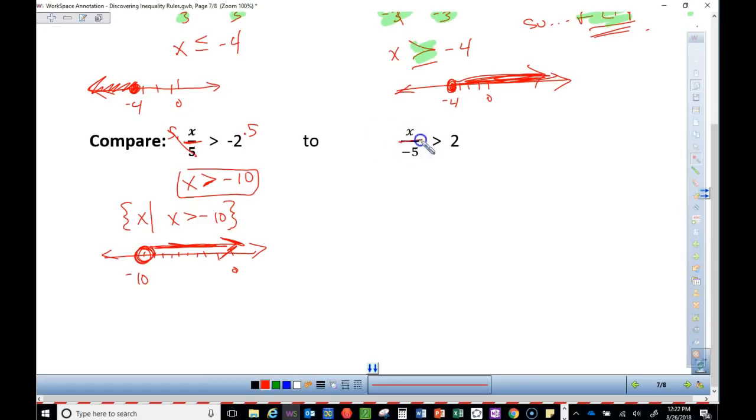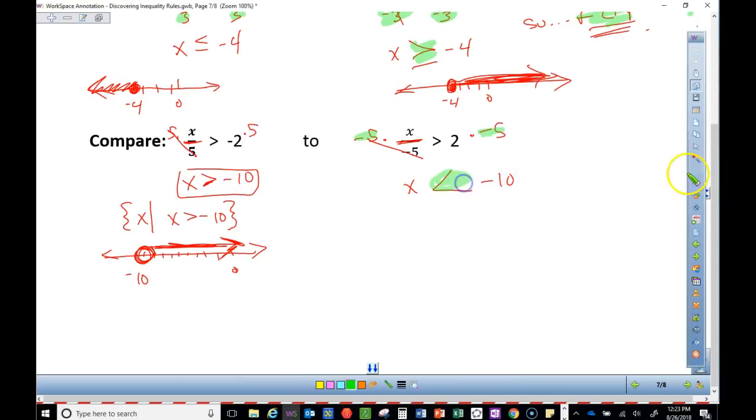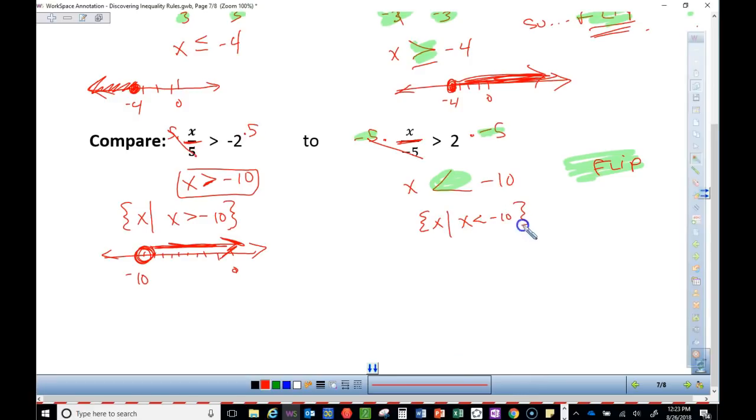All right, this one is divided by negative 5, so we're going to have to multiply both sides by a negative 5. If we multiply or divide both sides by a negative, we have to flip the symbol. So this is going to flip. So now it flipped. So it has to do with multiplying or dividing by a negative. So this would be the set of all x where x is less than negative 10. Negative 10 is not included, but going anything less than, so that direction.